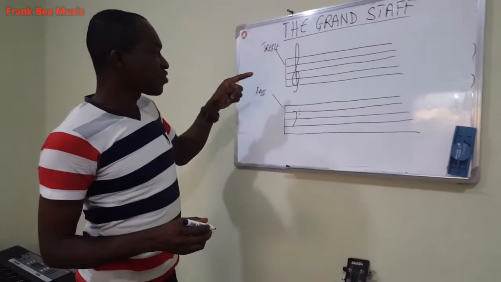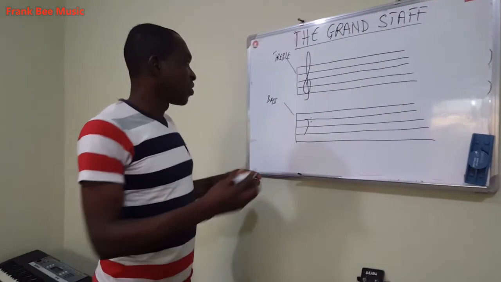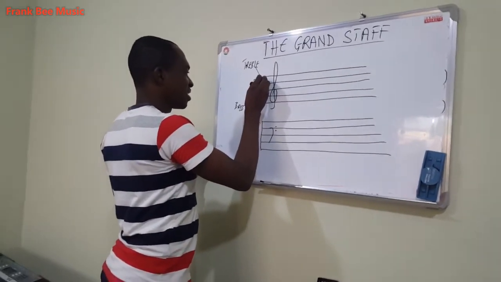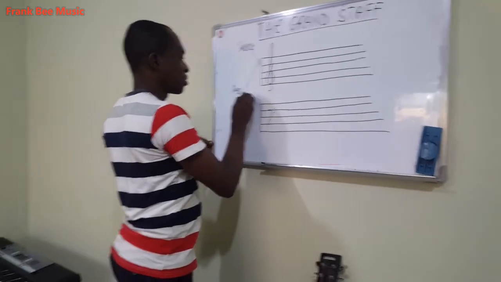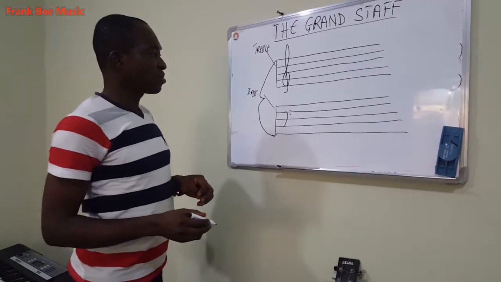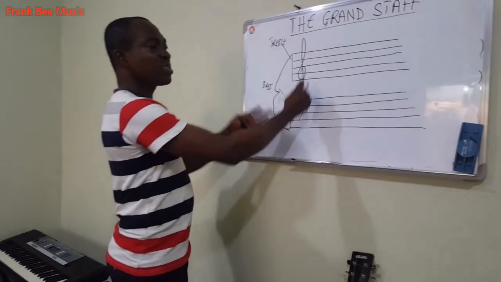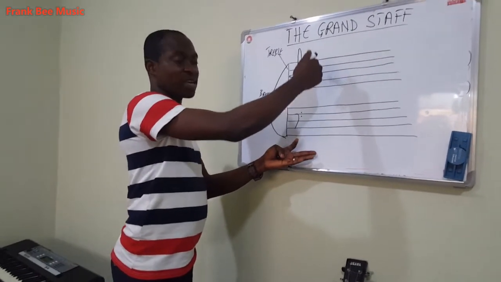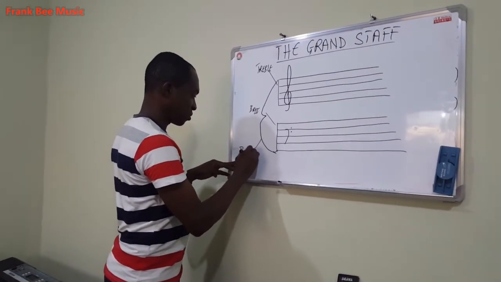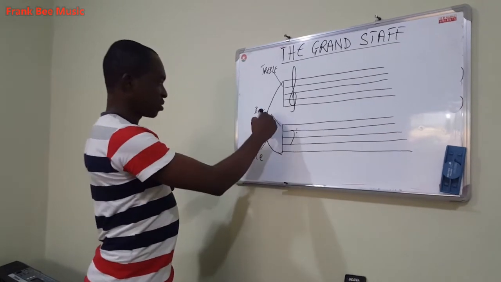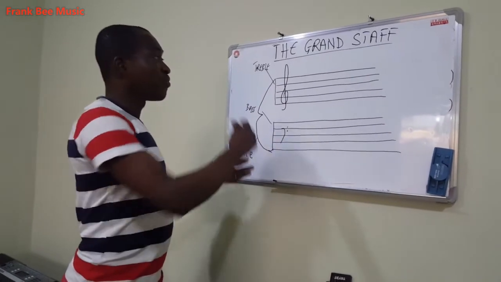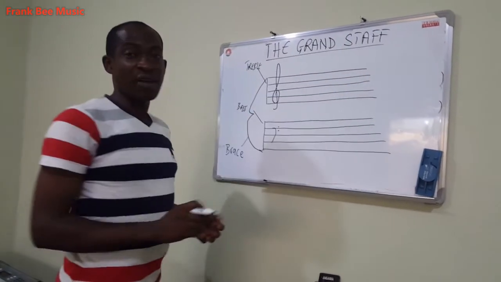Now, in order to get a grand staff, we put something that we call the brace. Brace looks like something like this. So it has joined both the two staffs together. This is called a brace. It means it has joined the two clefs together, making it the grand staff.